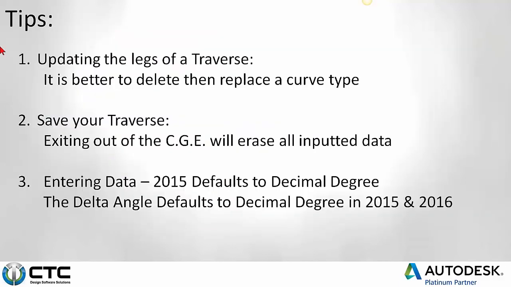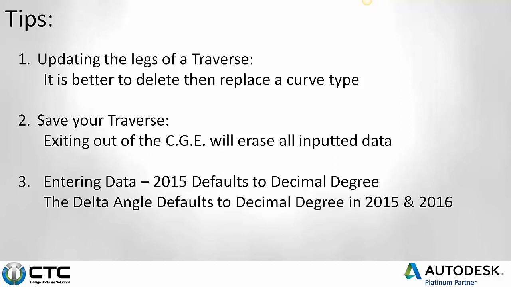And then entering your data. When you're entering a line data, in 2015 Civil 3D, you actually still have to plug in the D, the foot mark, and the inch mark. 2015 will, for even a line, will recognize it as decimal degree. And so in 2015 or earlier, you need to put in the D, the foot, and the inch mark.